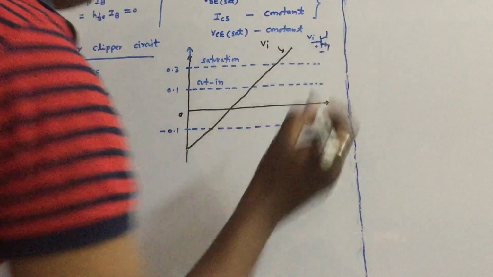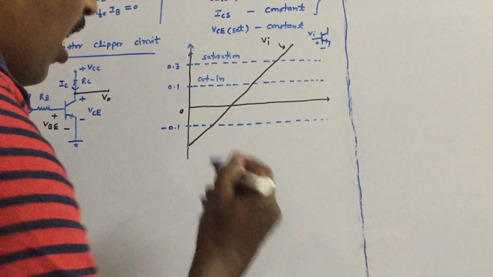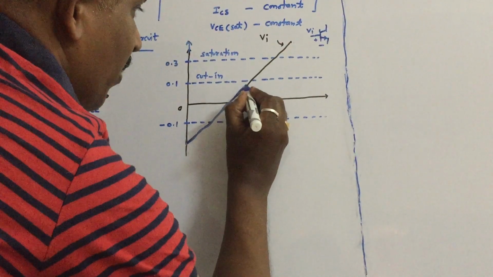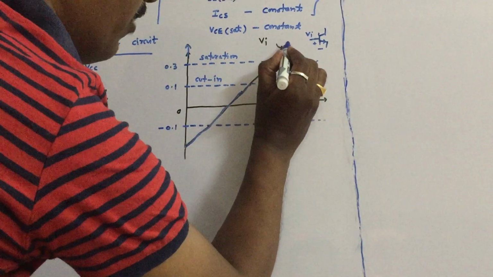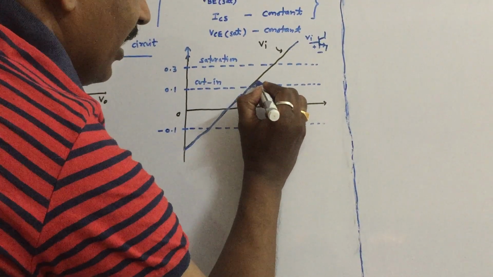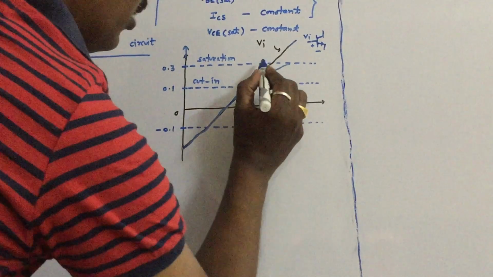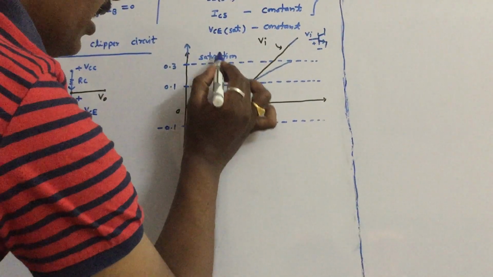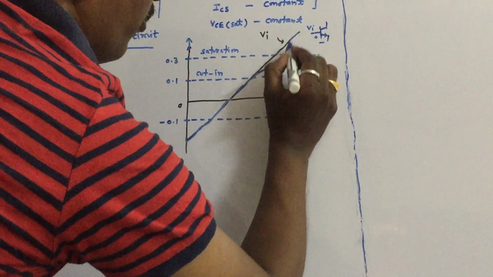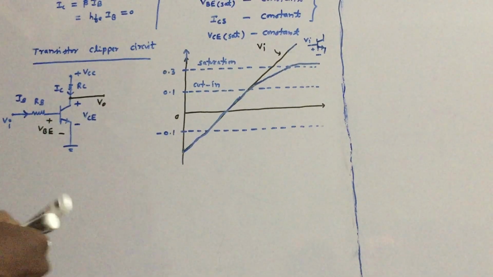When the input voltage increases, what is the base to emitter voltage? The base to emitter voltage also increases linearly. Once VBE crosses cut-in, listen very carefully, the VBE increases very slowly, exponentially. That means it deviates in between cut-in and the active region, and finally when the input voltage is enough, it enters into saturation.